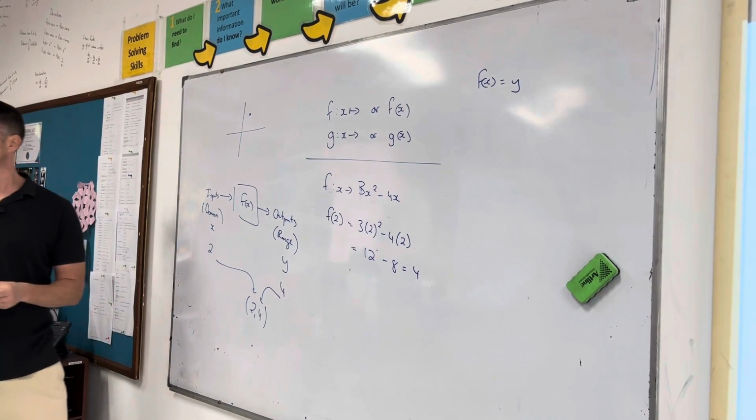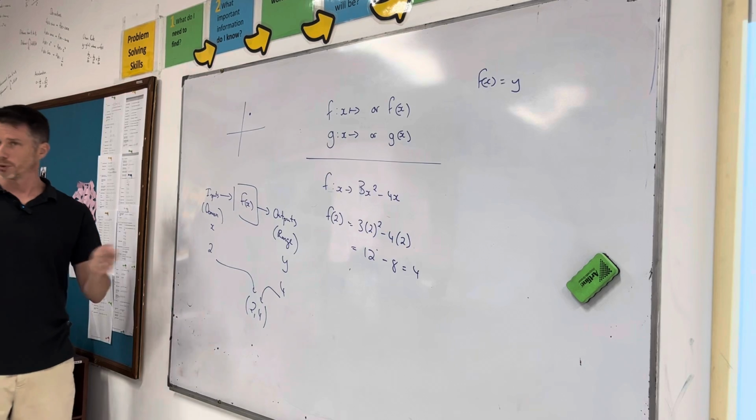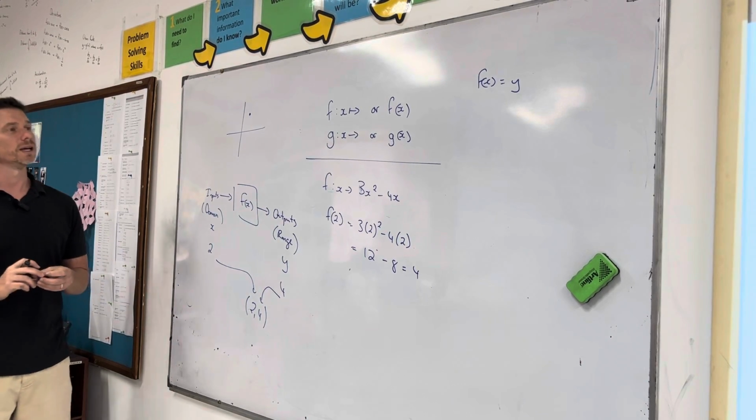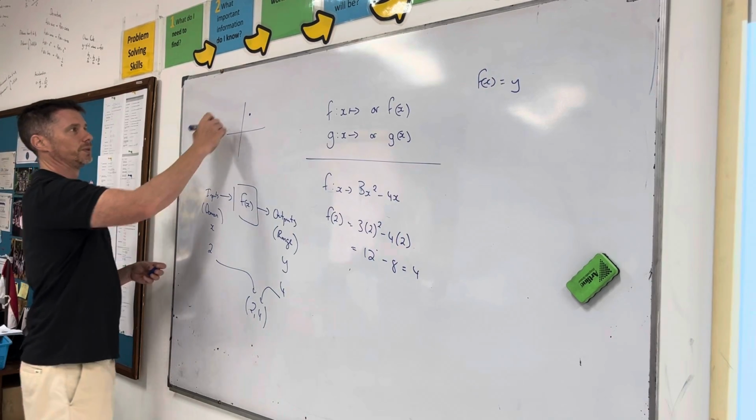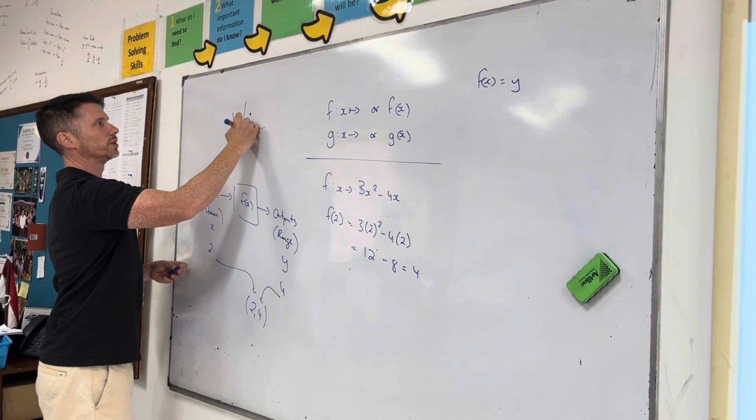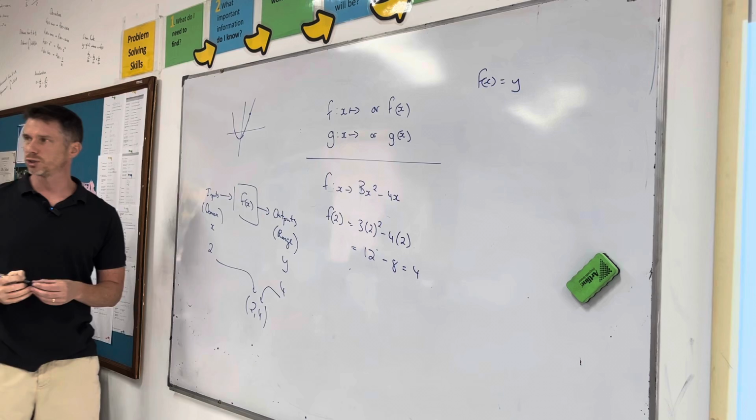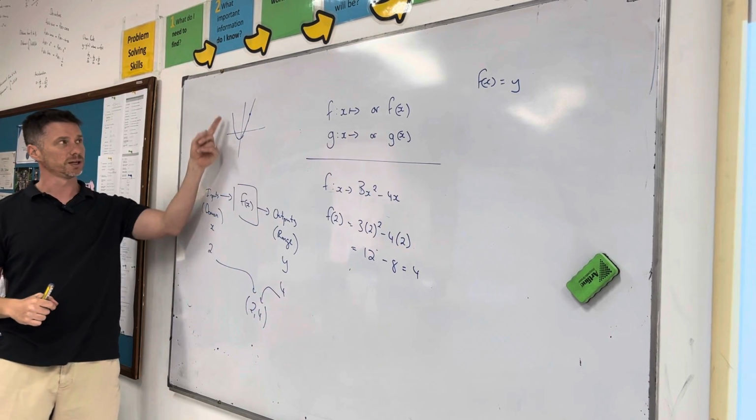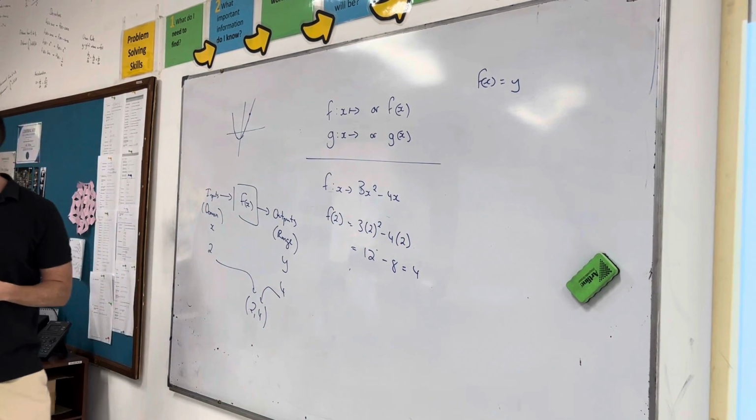If you continue to do all the points, and this is what your calculator can do for you, it'll form a shape. And one of the points will be 2, 4. And if you did all the inputs, all the outputs, it'll form this shape. So that's what a function is.